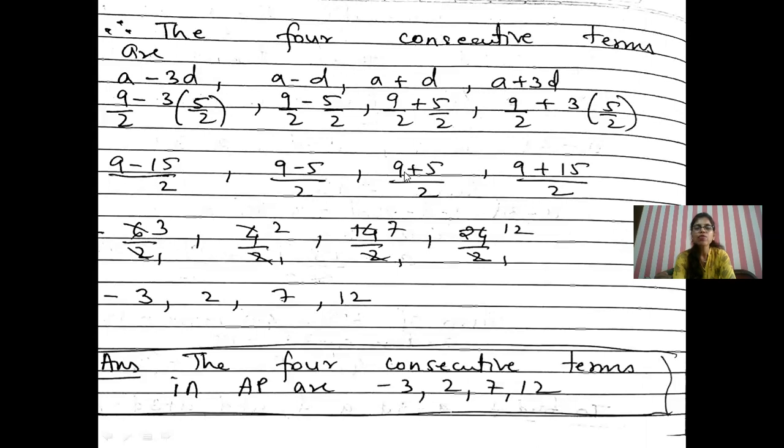9 plus 5 is 14. 14 upon 2, you get the value as 7. 9 plus 15 is 24. You divide it by 2 and you get the value as 12. So that is how you get the 4 consecutive terms in AP: minus 3, 2, 7 and 12.